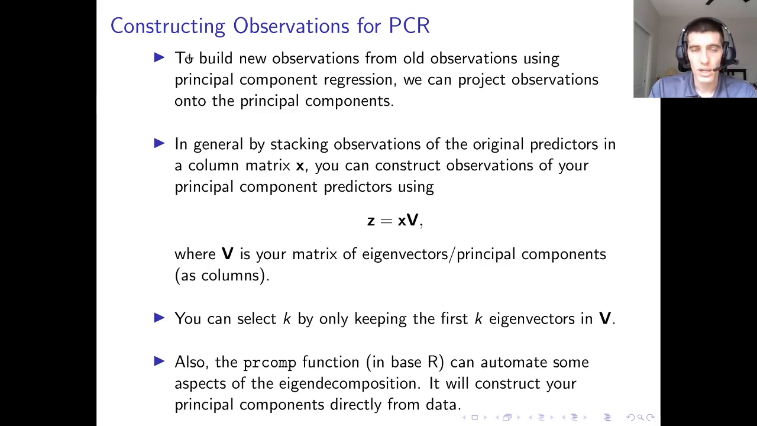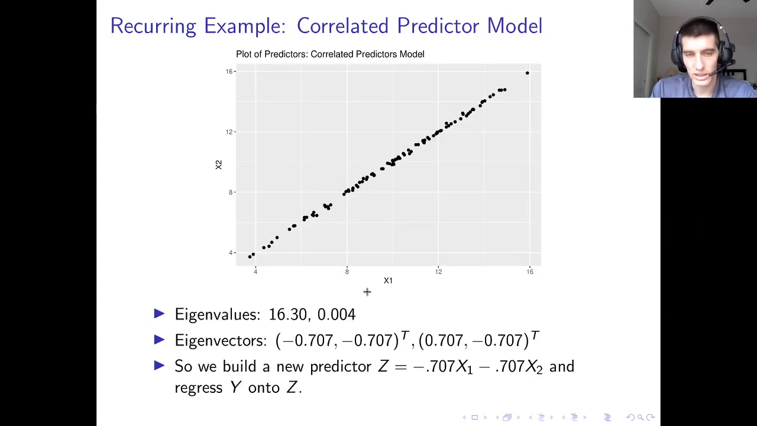In general, you can build new observations from old observations using some clever linear algebra. So this one we can see by hand. It's kind of easy to do. You just grab those components, sometimes called loadings, grab the loadings of this principal component and form your linear combination of your predictors accordingly. So this is your new predictor.